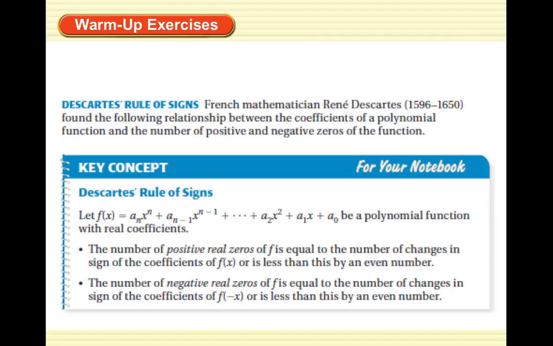And then the number of negative real zeros of f is equal to the number of changes in the sign of the coefficients of f of negative x, or is less than this by an even number as well. So let's take a look at an example. And it does help to do this a few times, and it eventually catches on pretty quickly.